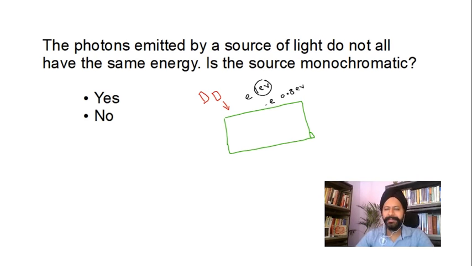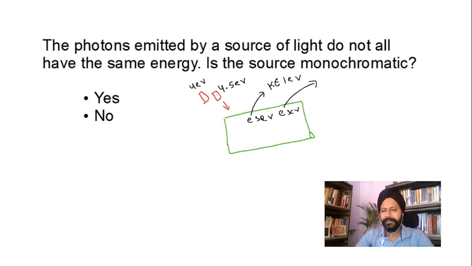How do we know? Let me take a better example here, sorry. What if this electron needed 3 electron volts and this electron needed 3 electron volts, right? So this one had 4 electron volts of energy and this one had 4.5 electron volts of energy. So this electron will come out with kinetic energy of 1 electron volt, and this will come out with kinetic energy of 1.5 electron volts, because these two photons themselves had different energies. So it is not guaranteed that it is a monochromatic source of light.